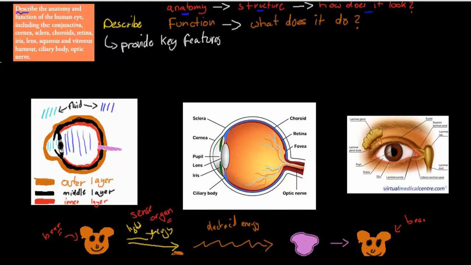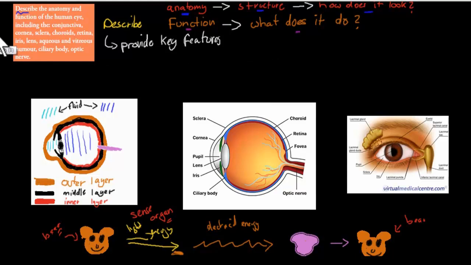And the other part was we need to talk about the function. So describe the anatomy, the structure, and the function. So what does each part actually do? And we'll find out that much of the structure and function are related. So something looks a certain way because it has to perform a certain function. We'll go through those examples.